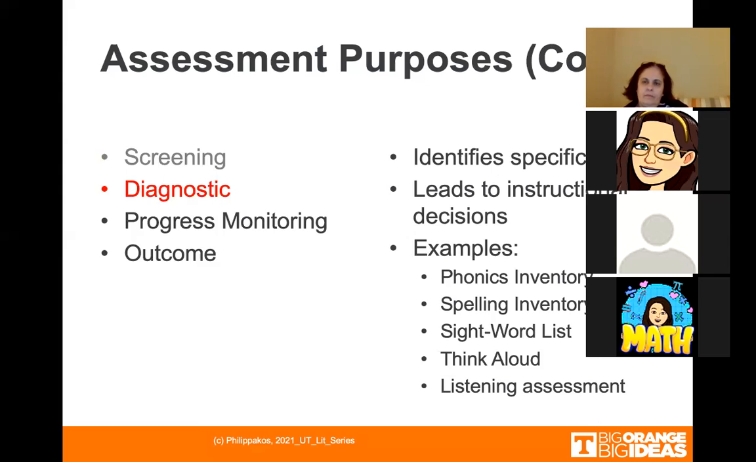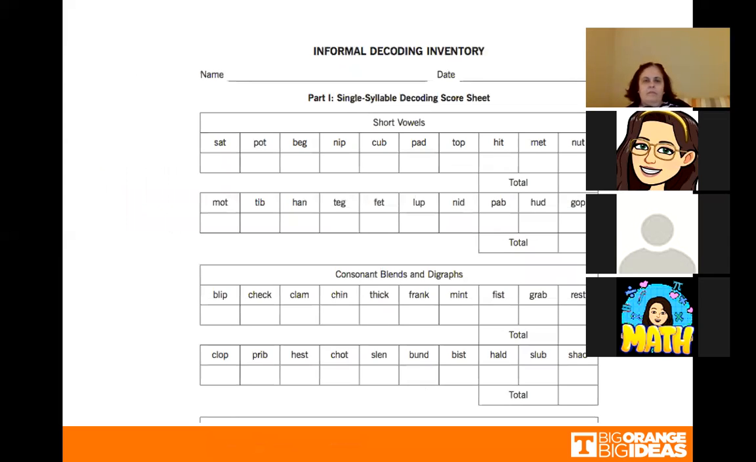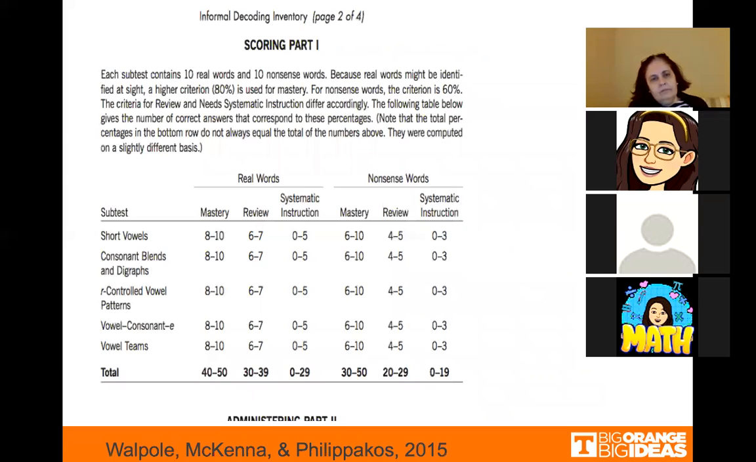And I would like to show you some of those so that you'll have an idea of how this may function and why. When I'm assessing decoding, there may be, and this is an example from the Informal Decoding Inventory by Walpole, McKenna, and Philippakos, both single syllables and multisyllabic words, examining real words and pseudo words. The students are assessed, and then there is an exact guide that tells you whether someone's performing as expected and has mastery, or the student is in need of systematic instruction.